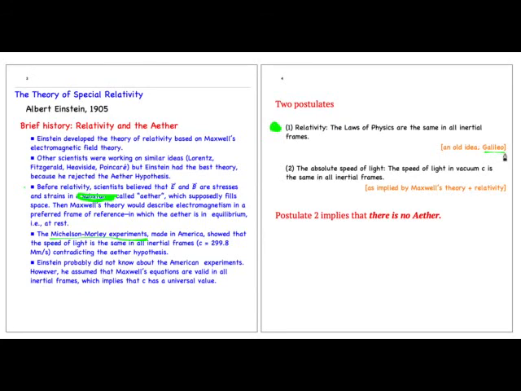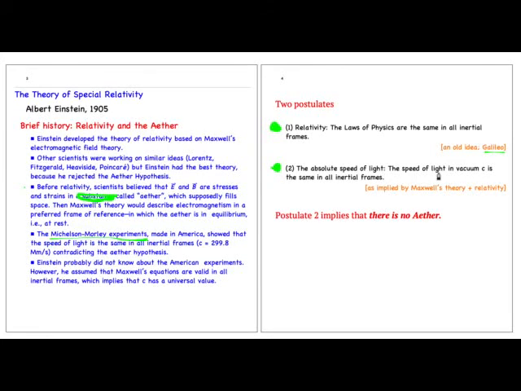Galileo believed that relative motion does not change the laws of physics. But Galileo was only considering mechanics. And Newton was considering electromagnetism, Maxwell's field theory, which of course didn't exist in the time of Galileo. So Einstein had a second postulate, the absolute speed of light.